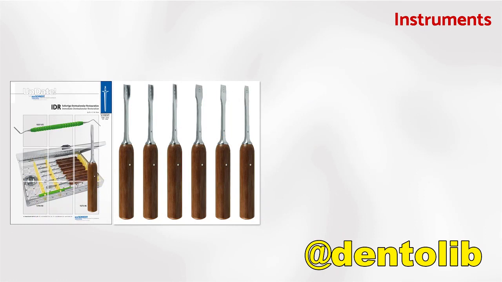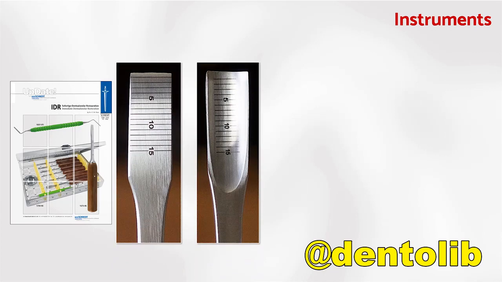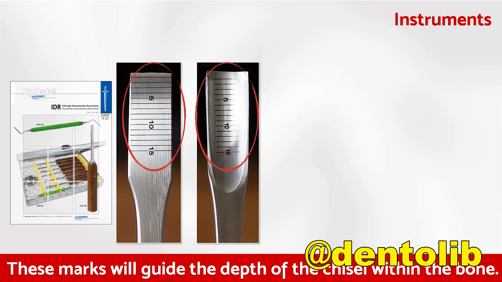Here you can see the 6 chisels, 6, 8, and 10 millimeters wide. But pay attention that these chisels have marks in every 1 millimeter and special marks in every 5, 10, and 15 millimeters length. It's because we need to know where we are when we go deep within the bone.